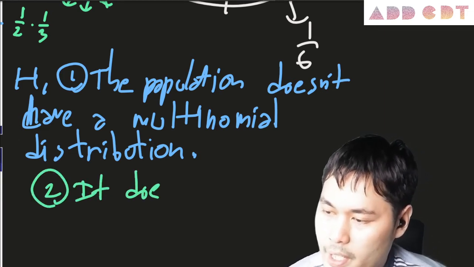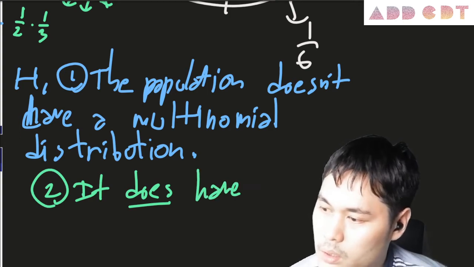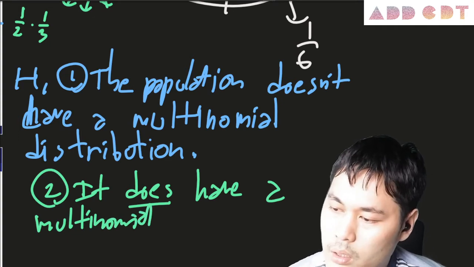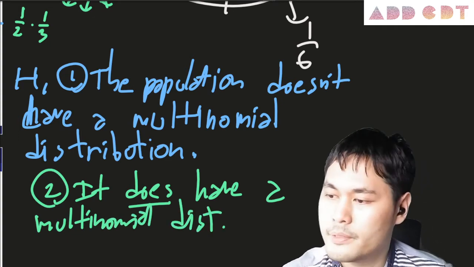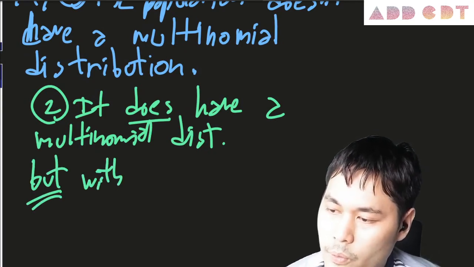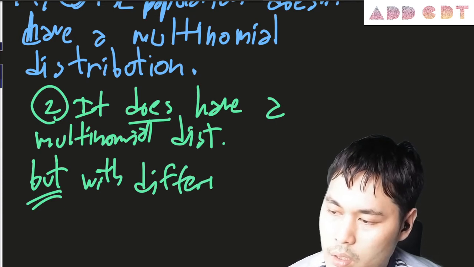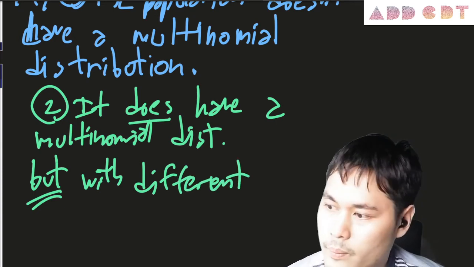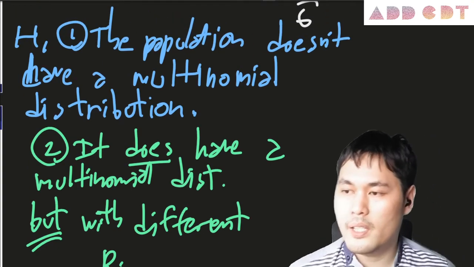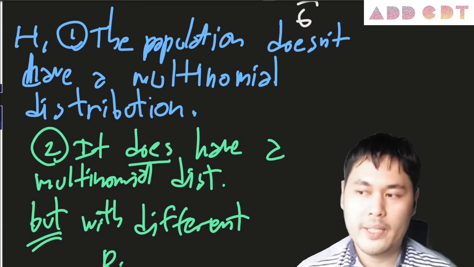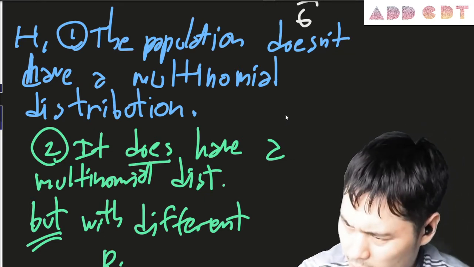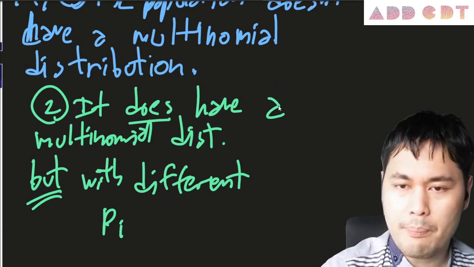or it might mean that it does have a multinomial distribution, but with different P_i, right? So it either doesn't have a multinomial distribution at all, or it has a multinomial distribution but with different P_i.